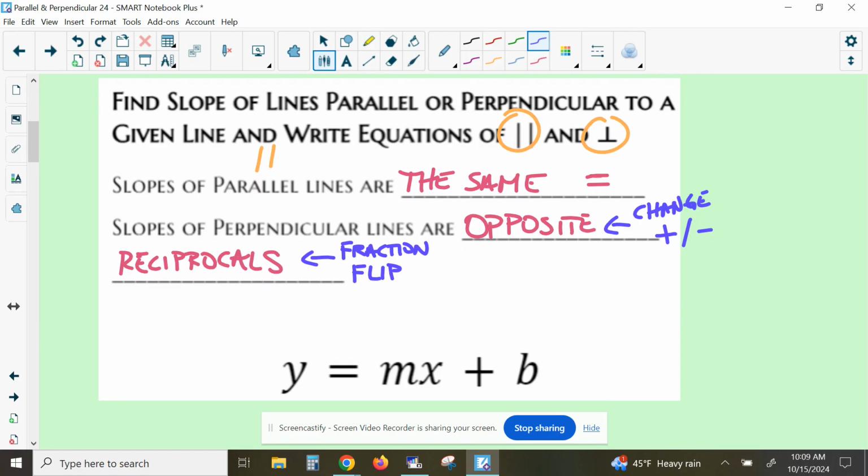Cool? You put little notes by these? So you remember you got to do both things. Change the sign and flip him. And then you're going to have perpendicular.